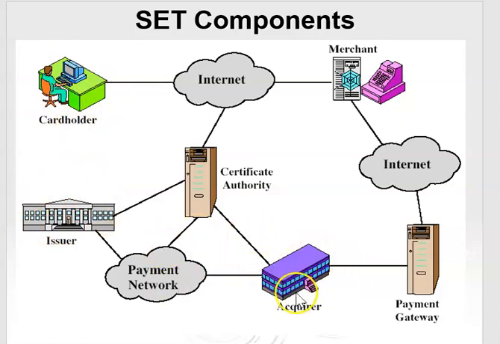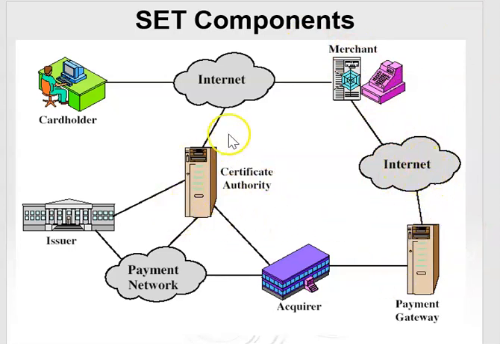There is the acquirer, which is a financial institution that establishes an account with the merchant, and processes payment card authorization and payments. So it is connected to the payment network. Now there is a payment gateway, which is a function operated by the acquirer. The acquirer operates that and processes the merchant payment messages over the internet.